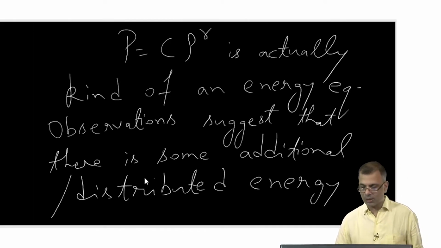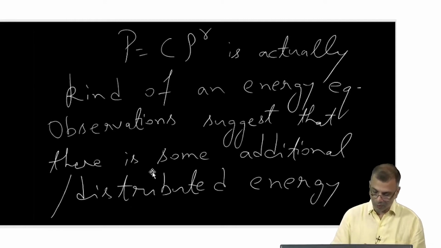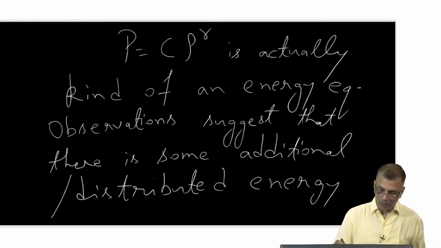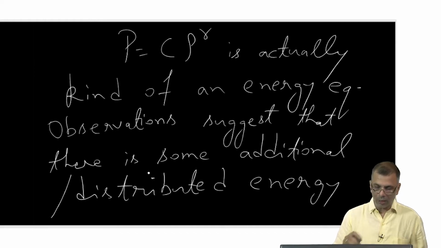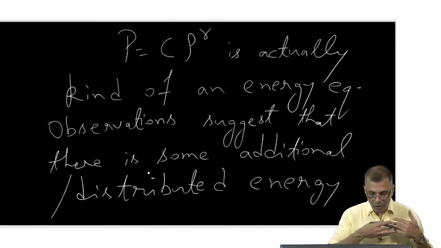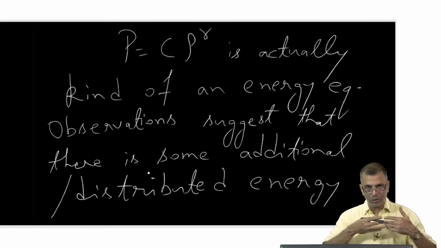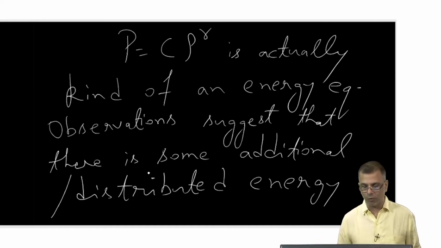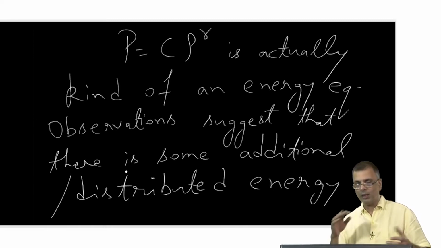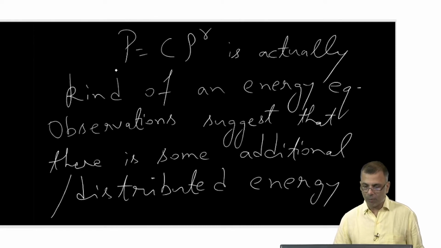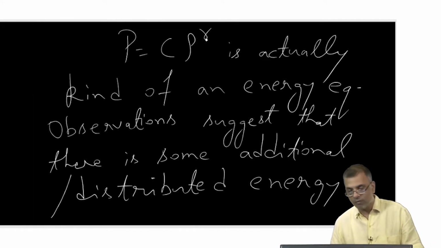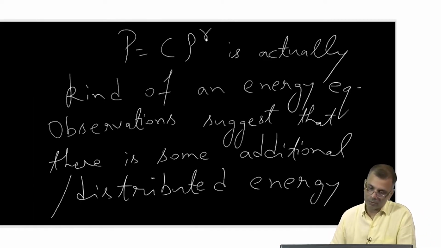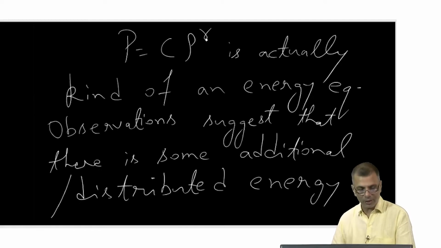Observations suggest that there is some kind of additional, and by distributed I mean all throughout the solar wind, as in it's not at one radius or two radii and so on and so forth. It seems like there is some additional energy deposition for a while as the wind flows out. Okay. And this can be captured via a polytropic equation of state like this, in particular by varying the value of gamma. Okay. So, that is it really.